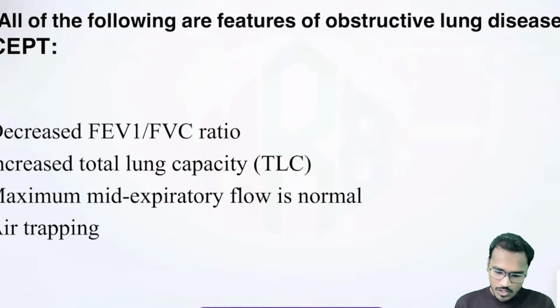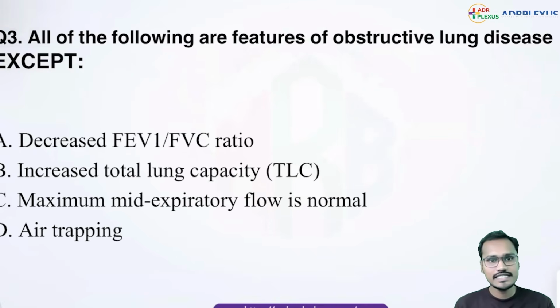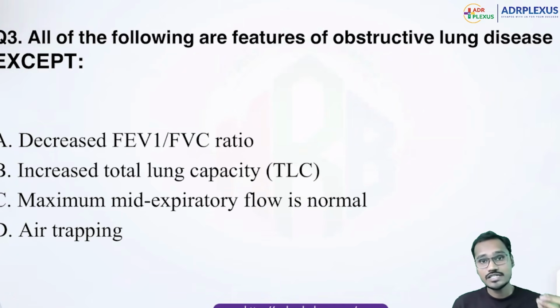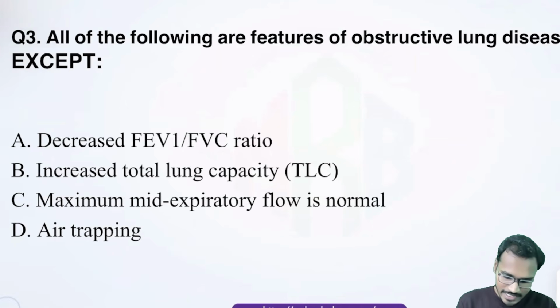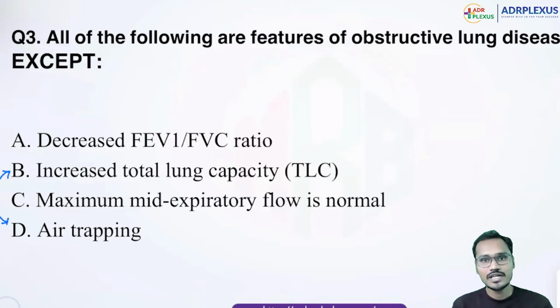Coming to the next question: all of the following are features of obstructive lung disease except. Decreased FEV1 by FVC ratio, it's a classical thing. The next two options are very similar: increased total lung capacity, air trapping. Both of these happen in emphysema. And what type of disease is emphysema? That is a kind of obstructive lung disease.